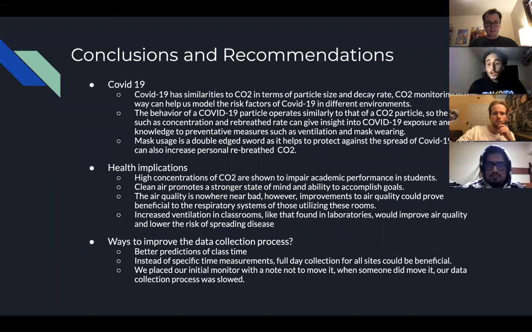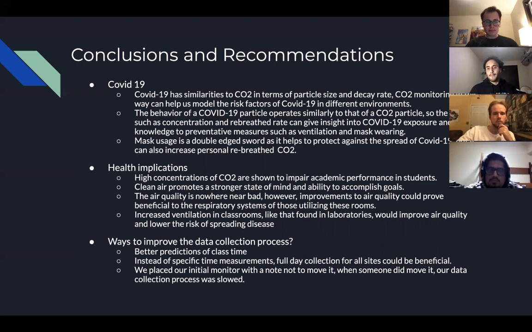So in conclusion, we know that COVID-19 has similarities to CO2 in particle size, decay rate, and also movement throughout a room. CO2 monitoring in this way can help us model the risk factors of COVID-19 in different environments. The behavior of a COVID-19 particle operates similarly to that of CO2, so metrics such as concentration, rebreathed fraction and rates can give us insight into COVID-19 exposure and also help us in improving our ventilation systems and improving our policies in terms of mask wearing.